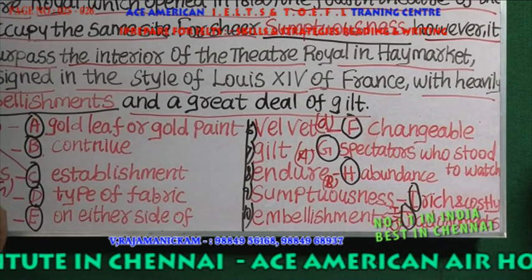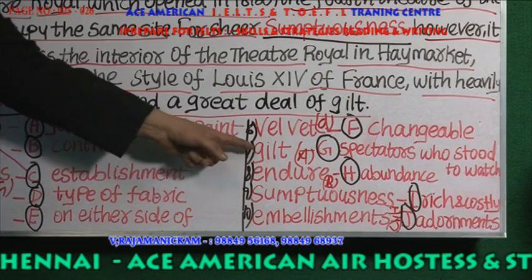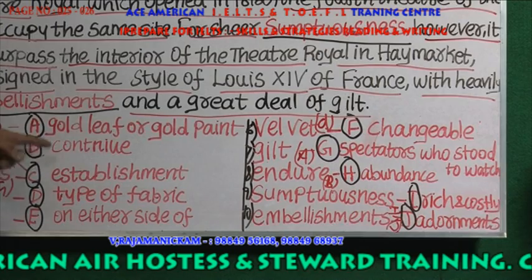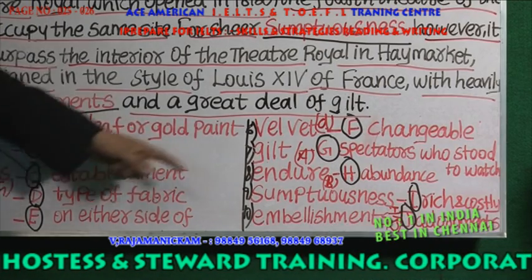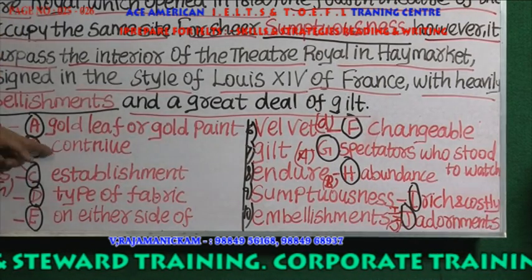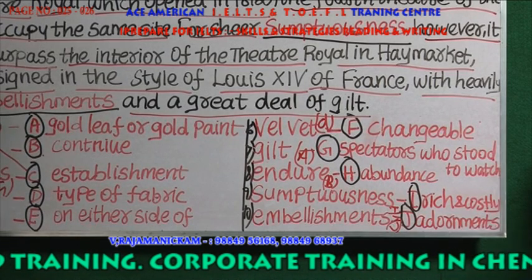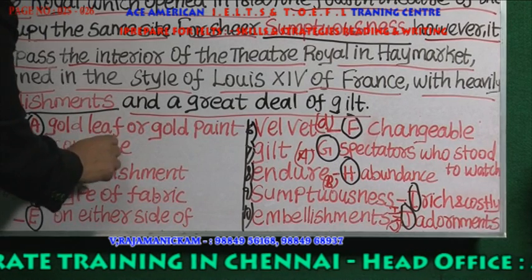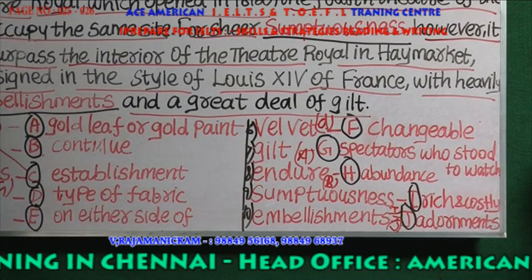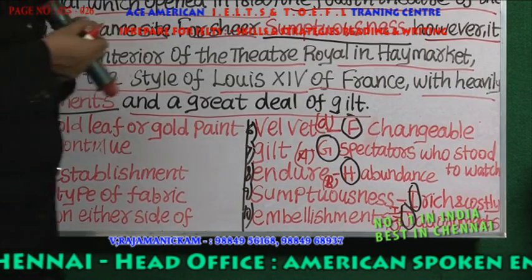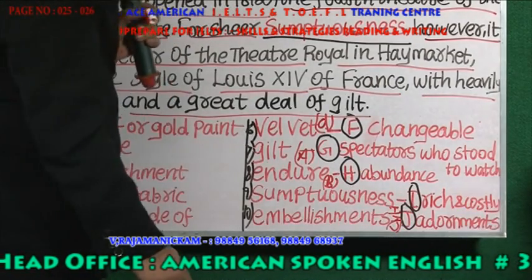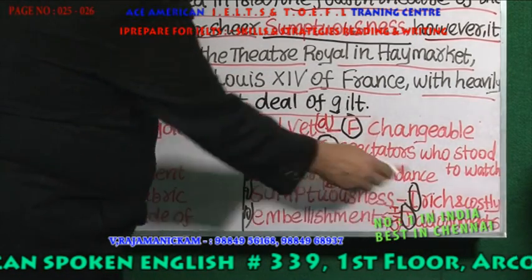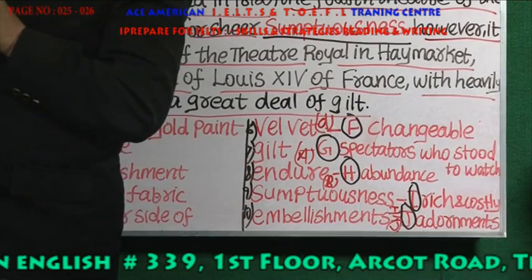கில்ட் என்றால் தங்க முலாம் பூசப்பட்ட. அதற்கு எங்கே என்று பார்க்கும் பொழுது gold leaf or gold paint என்று வருகிறது. என்டியூர் என்று பார்க்கும் பொழுது continue, தொடர்ந்து செய். Continue என்று ஸ்பெல்லிங் வர வேண்டும். அடுத்ததாக சம்சுவஸ்னஸ், அது சரியான மீனிங் தான், richness. உங்களை குழப்புவதற்காக சில சமயம் ஒரே இடத்துல வைத்து விடுவார்கள். அடுத்தது எம்பிளிஷ்மெண்ட் என்றால் adornments. புரிந்தது என்று நினைக்கிறேன். Are you clear about it?